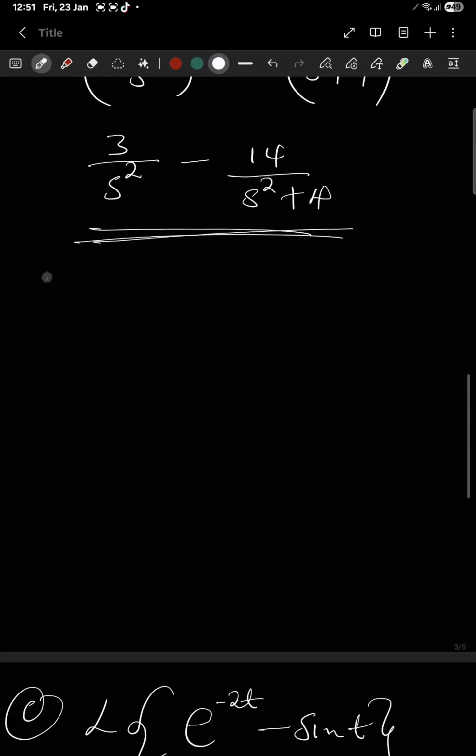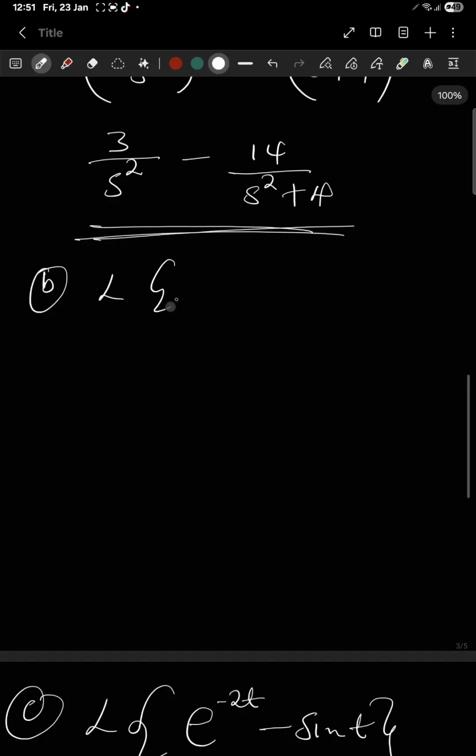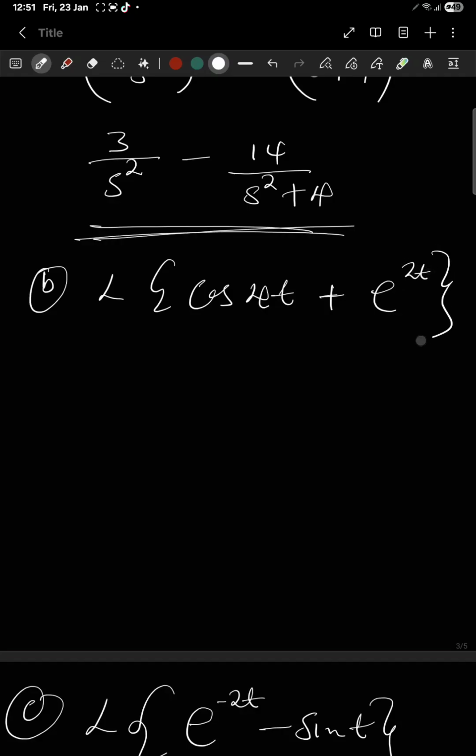So our question number 2, which is B in this case. So our question number B is Laplace of 3t minus 7 sine 2t. That is our question number. No, let's not use this one. This one is the one that we are solving. So our question number B, we are going to have cos of 4t minus, or maybe I can put a plus a e 2t, like that.